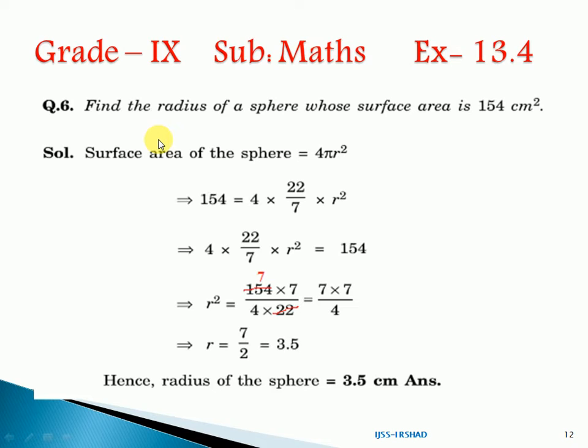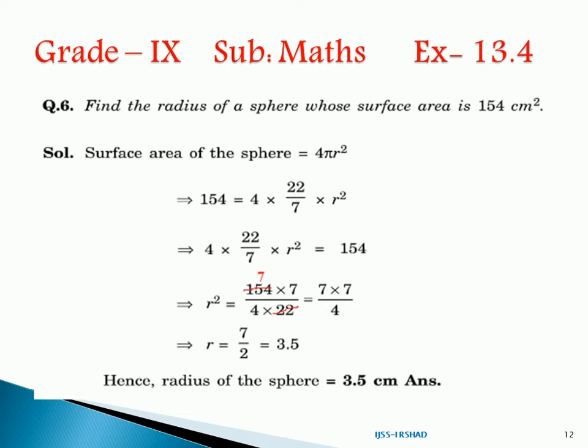Number 6, find the radius of a sphere whose surface area is 154 centimeter square. So the surface area of a sphere we all know is 4 pi r square, and they have given the surface area this much. We have to find the radius here. So instead of the surface area of a sphere, I will put 154, and on the side after the equal, means the right hand side of the equal, we will put this formula 4 into pi, means 22 by 7, into r square, the same as it is.